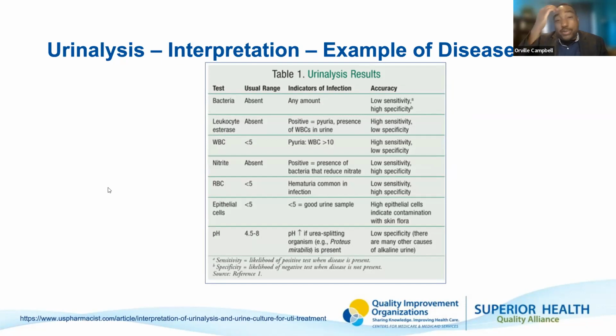Again, we talked about leukocyte esterase, which could mean the presence of an infection because of the presence of white cells. You do have pyuria, or a significant amount of white cells in the urine, greater than 10, but between 5 and 10 is also abnormal. You may want to test for other things. Nitrite indicates the presence of bacteria that reduce nitrates. RBCs less than 5; over that is considered blood in the urine, or hematuria.